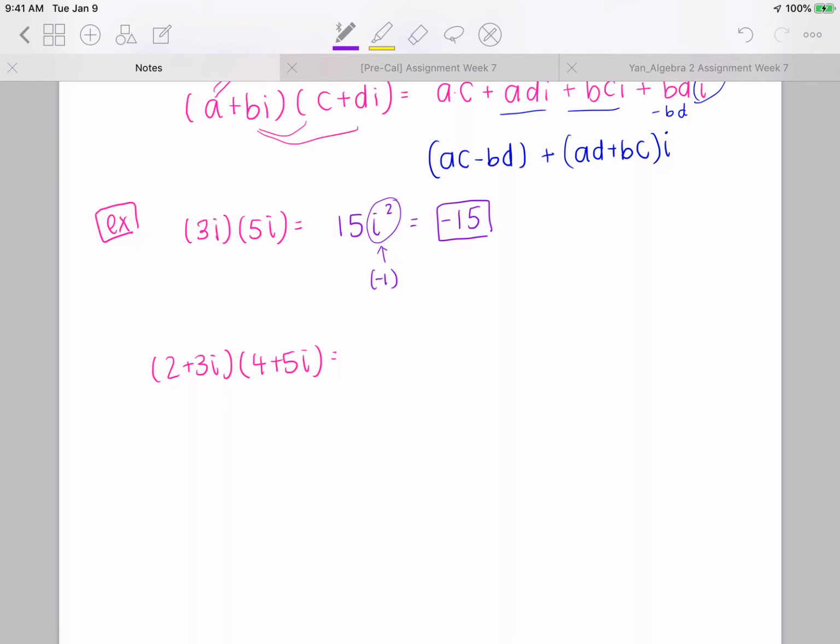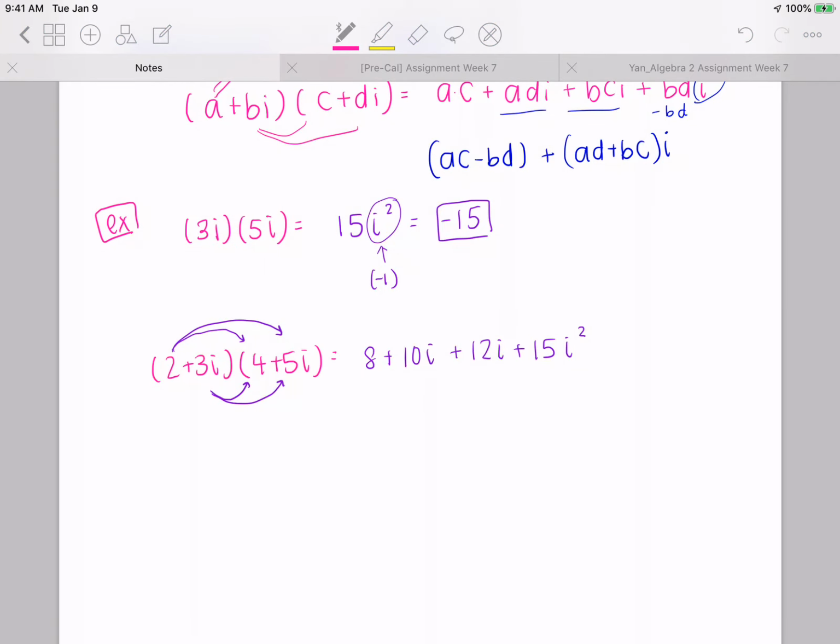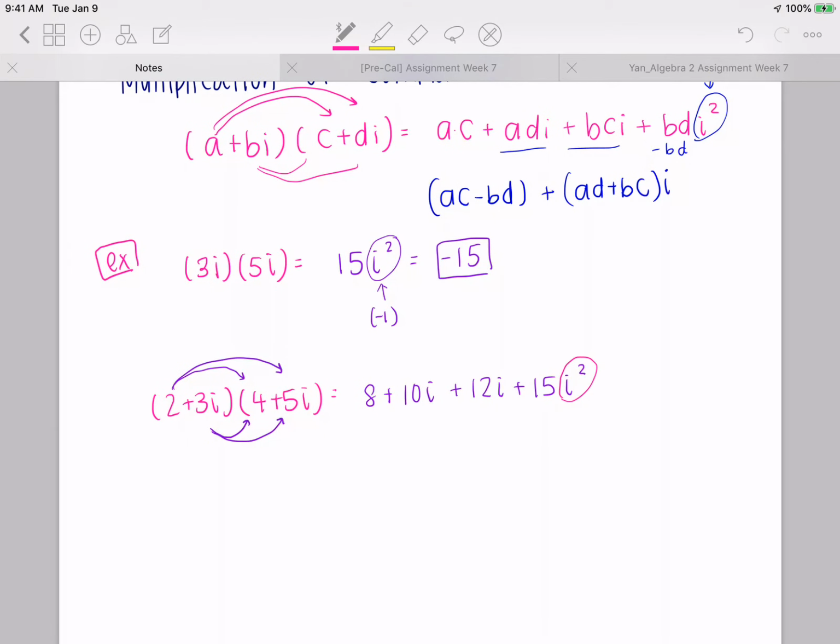Okay, next question. I have my 2 times each of those, and I have 3i times each of those. So we get 8 plus 10i plus 12i plus 15i squared. Okay, so with what we said earlier, our i squared turns into negative 1. So we make this whole entire term negative 15. Combine your like terms. We get negative 7 plus 22i.